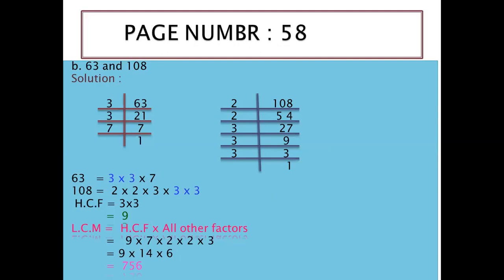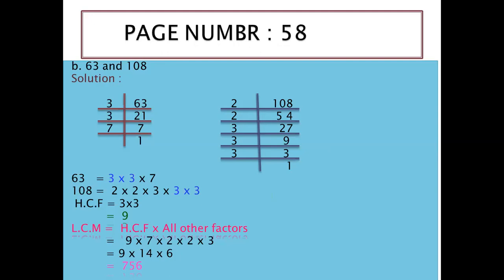Now how many 3's are common in 63 and 108? 2, 3. I also highlight these numbers which are our HCF. 3 multiplied by 3. HCF is 9. Again, we find the LCM. The formula is HCF multiplied by all other factors. HCF is 9. In the first, 63, you see how many numbers are left there. Only 7 is left. So we write 7.